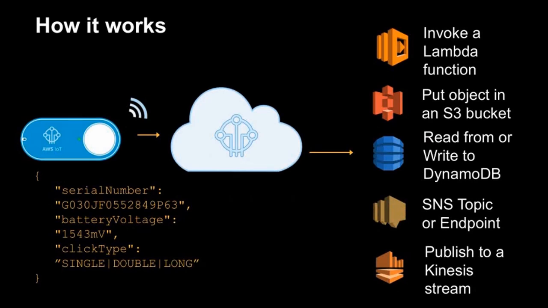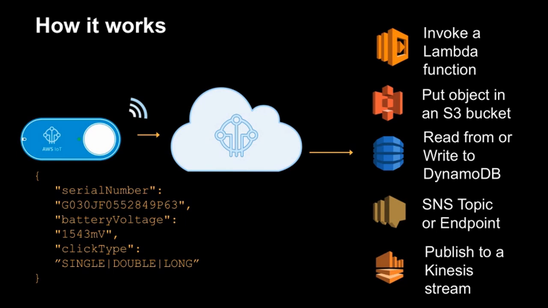So how does all this work? On the far left, we have the AWS IoT button. Every single time you click the button, it'll send 3 different attributes. It'll send a serial number and a full serial number value. It'll send a battery voltage, so how much battery is left on this individual button. It'll also send a click type, and there are 3 types of clicks you can perform with the AWS IoT button: a single click, a double click, and a long press. A long press is holding the button for more than 1.5 seconds.